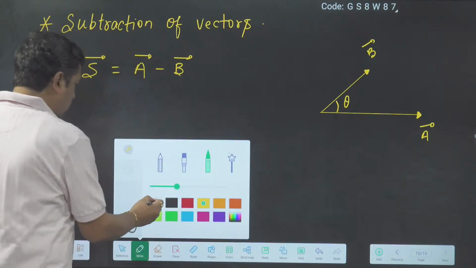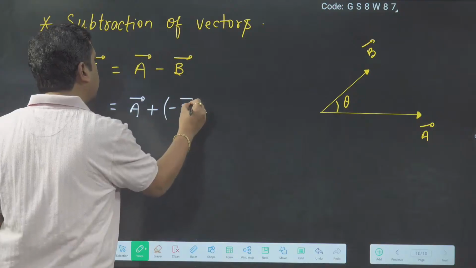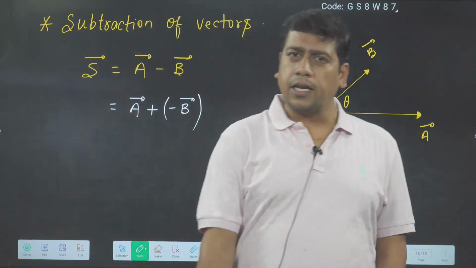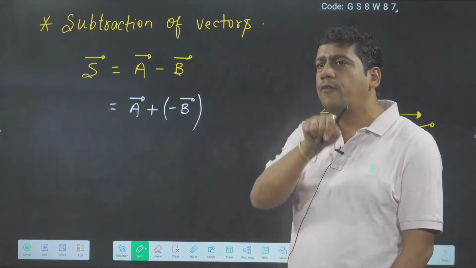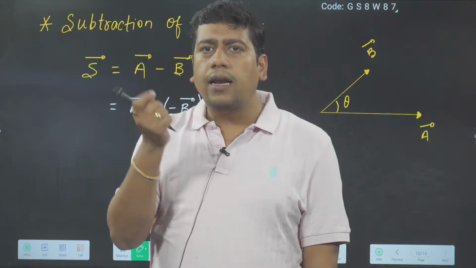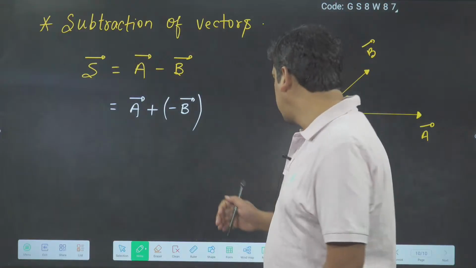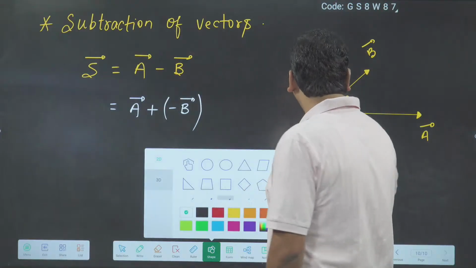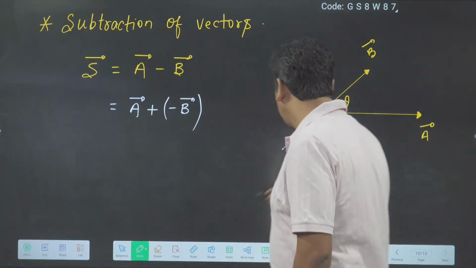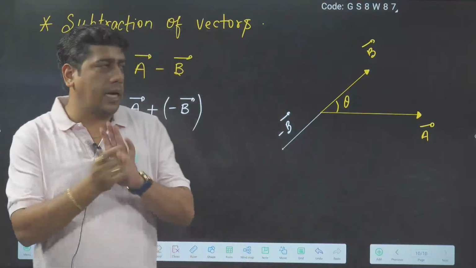So please understand, we all know subtraction is nothing but addition. So we can write A vector minus B vector as A vector plus minus B vector. And I have already told you what is the meaning of minus B vector. The meaning of minus B vector is another vector of same magnitude as that of B vector but opposite direction. So that means minus B vector will be nothing but something like this.